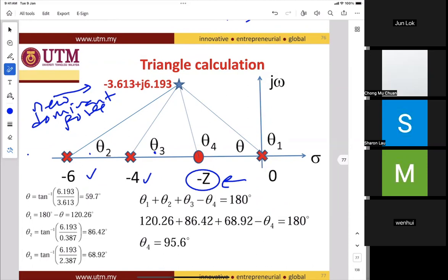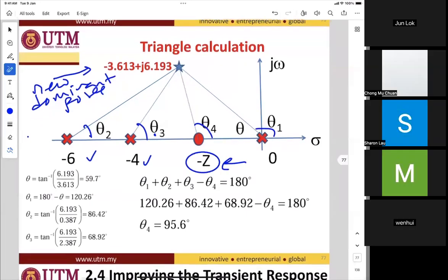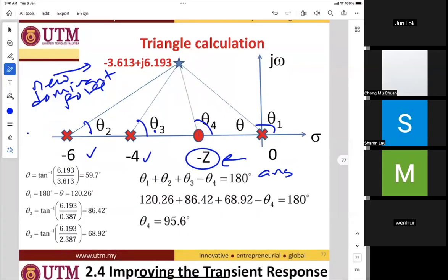Then we label the angles: theta 2 for -6, theta 3 for -4, theta 4 for -z, and theta 1 for 0. By using the angle criteria, theta 1 plus theta 2 plus theta 3 minus theta 4. Why minus? Because theta 4 is the angle due to the zero, and theta 1 to 3 is the sum of angles due to poles, equal to 180.